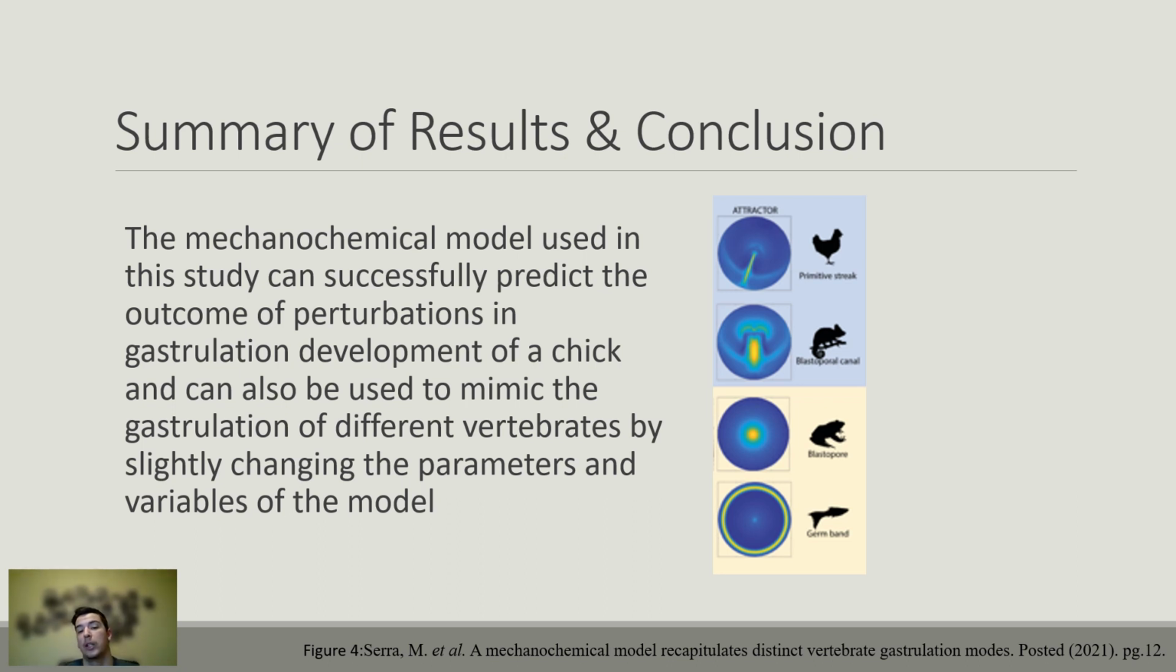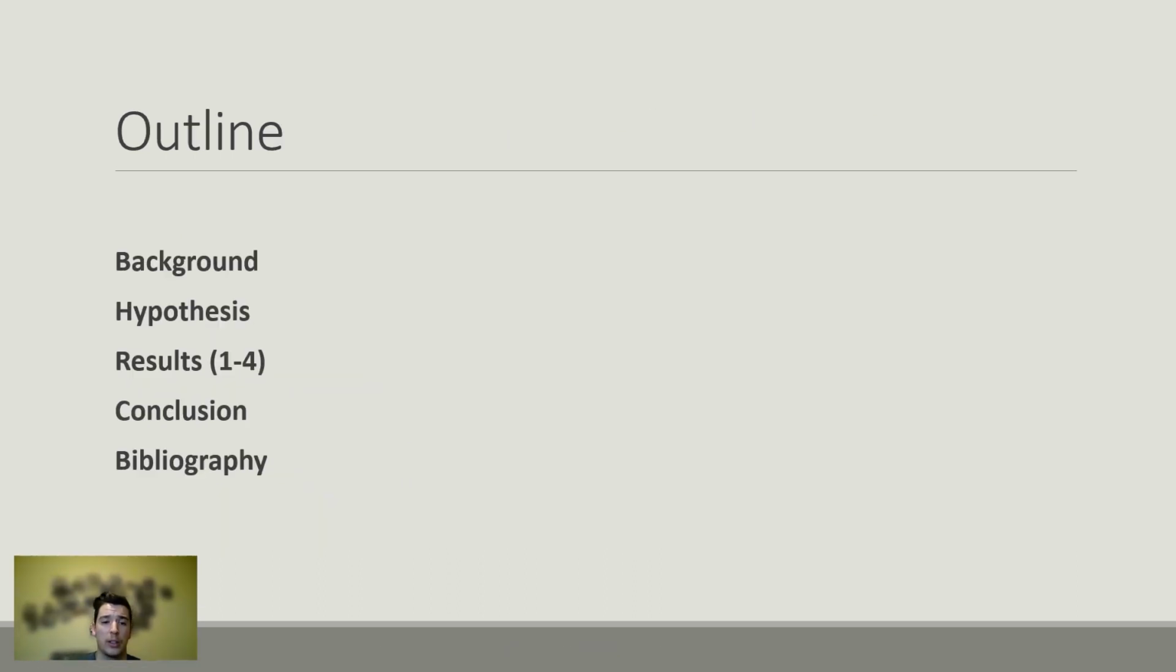and can also be used to mimic the gastrulation of vertebrates by slightly changing the parameters and variables of this model. On the right here we see four different species of animals: reptilians, amphibians, fish, and a chicken. To sum it all up, you can change the parameters and variables of this model to recapitulate and mimic the different gastrulations that occur in these different species, all primarily from looking at a chick gastrulation. I'll get into more of this.